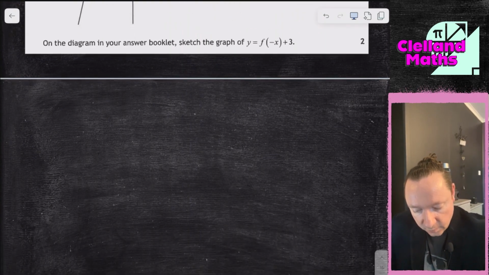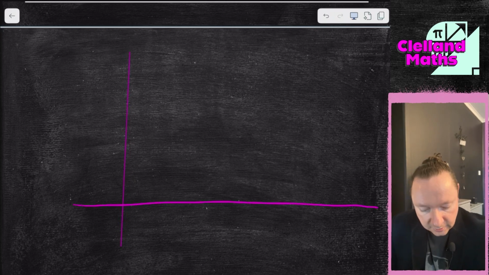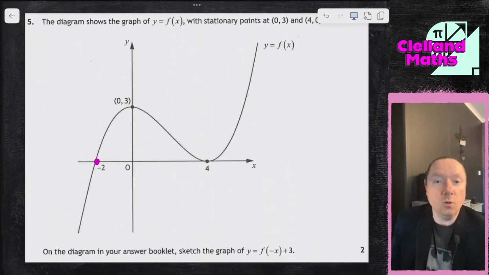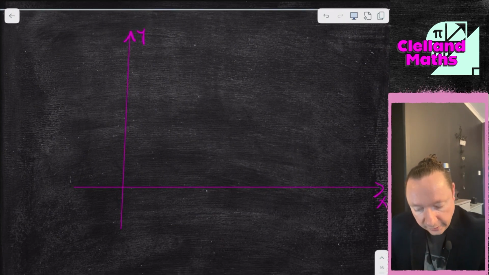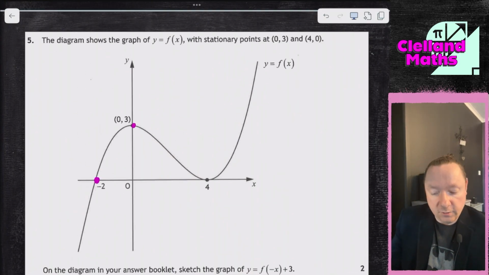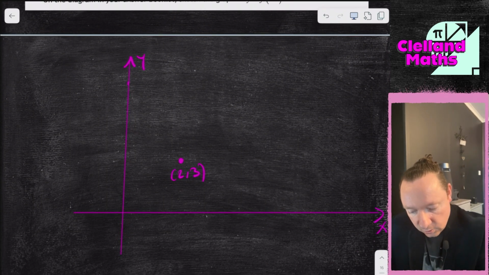So looking at our points, let me just draw a graph for this. Got a y-axis and an x-axis. So looking at minus 2, if that goes over the y-axis, it becomes 2, but then I need to add 3, so it becomes 2, 3. So I can just note a point, 2, 3. Looking at 0, 3, well, when you flip it on the y-axis, it's still 0, 3, but I'm adding 3, so it's plus 6, 0, 6. So I can just put 0, 6 up here.